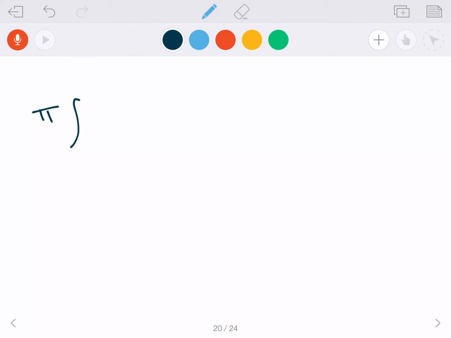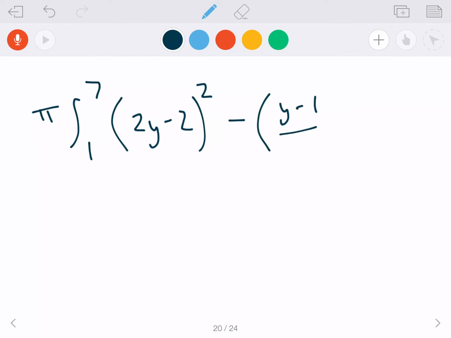We're doing the integral from 1 to 7 of the big radius, so that was 2y minus 2 squared, minus the little radius squared. That's the hardest part. If you can get that set up correctly and not make typos and not make mistakes, then it's smooth sailing for the rest of it. I shouldn't say smooth, I should say it's not challenging.